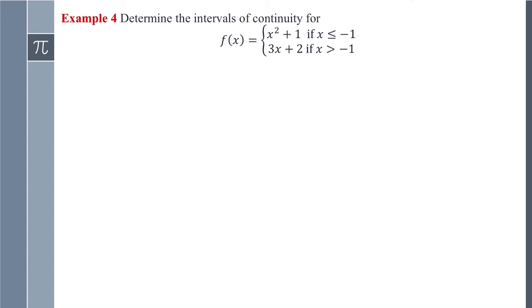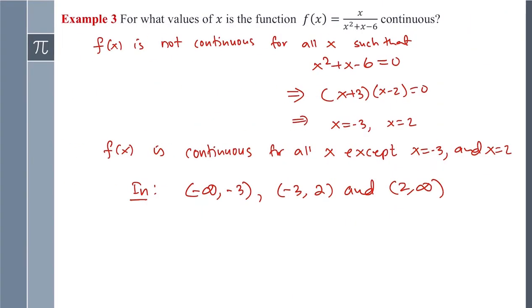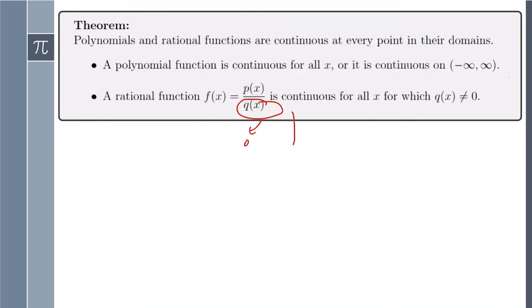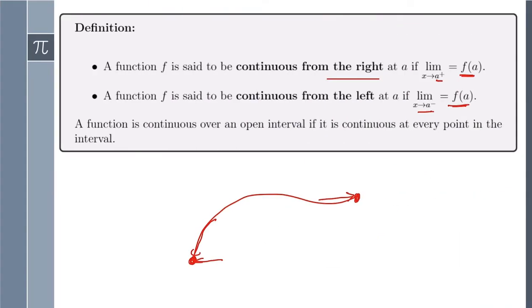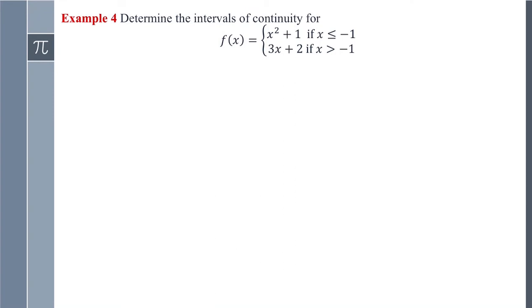So let's see where this function is continuous, for which interval. The first thing that we need to use here is the theorem that we just looked over. So this theorem right here says a polynomial function is continuous for all x on its domain. Here this is a quadratic function, so it's a polynomial function. This is a linear function, so it's a polynomial function. So we can say that f of x consists of two functions.